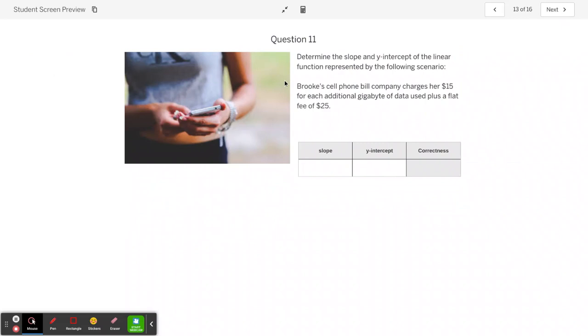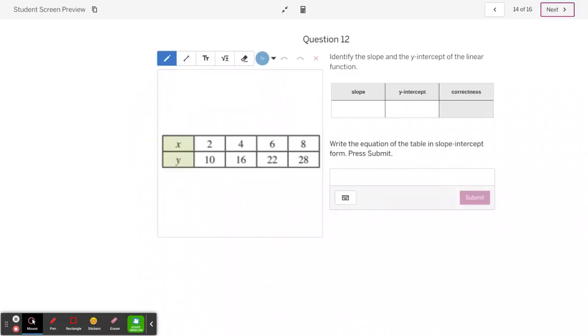Now, same thing. Determine the cell phone or the slope. Well, her cell phone charges her $15 for each additional gigabyte plus a flat fee of $25. They don't give you the per, but instead they give you the word each. That's your per. So 15, 25, it'll tell you if you're right.